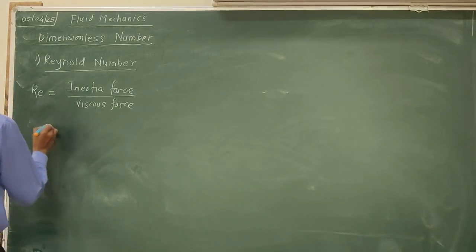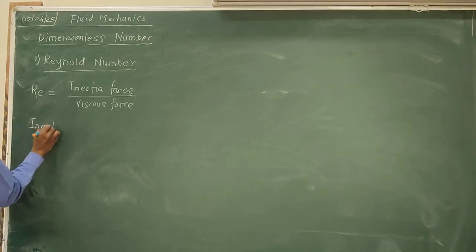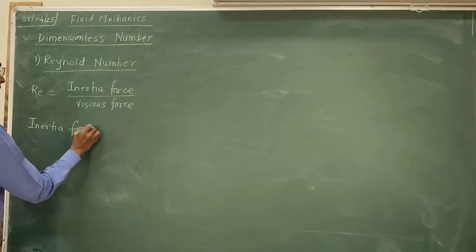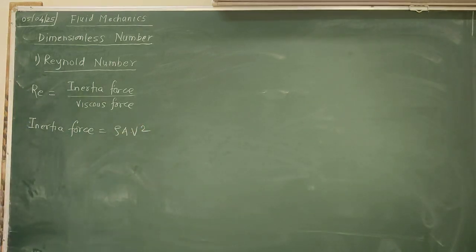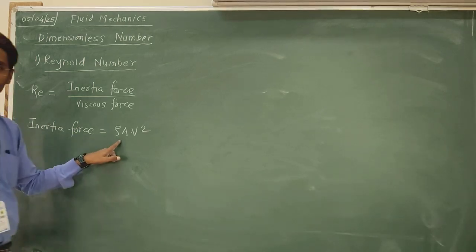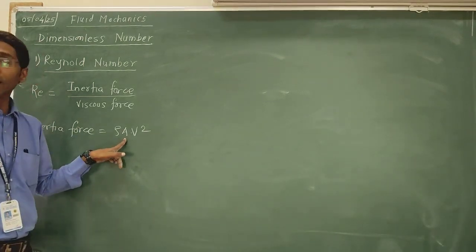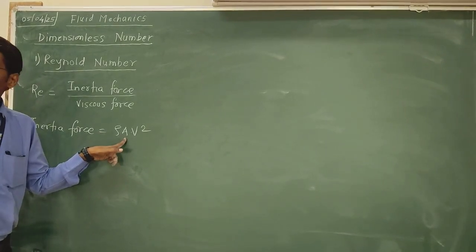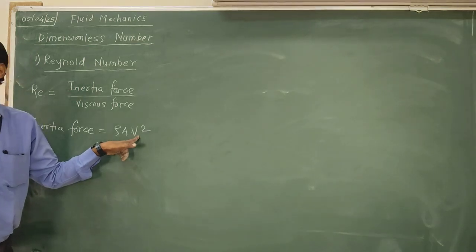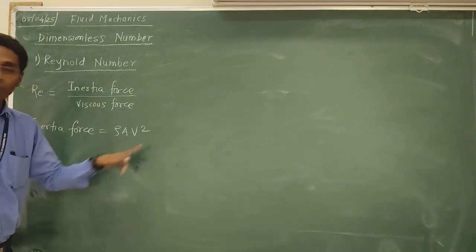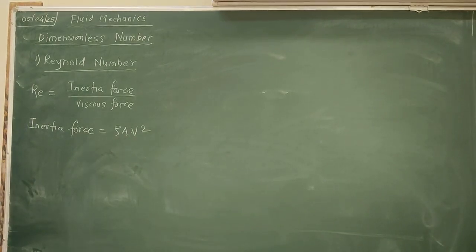The inertia force is written like this: rho A V square. Inertia force is given by this formula, rho A V square, where rho is the density of the fluid, A is the area of the pipe or channel through which the fluid is passing, and V is the velocity with which the fluid is flowing. Rho A V square, inertia force.